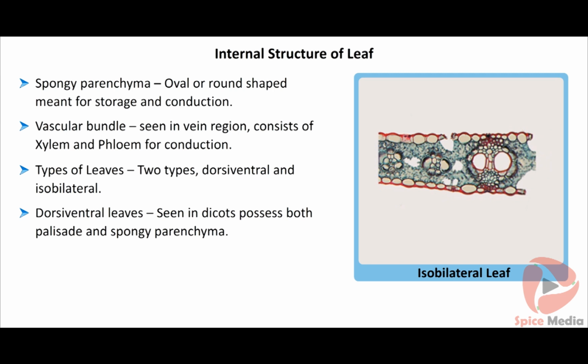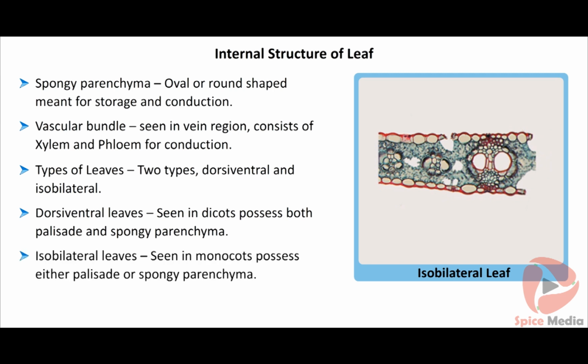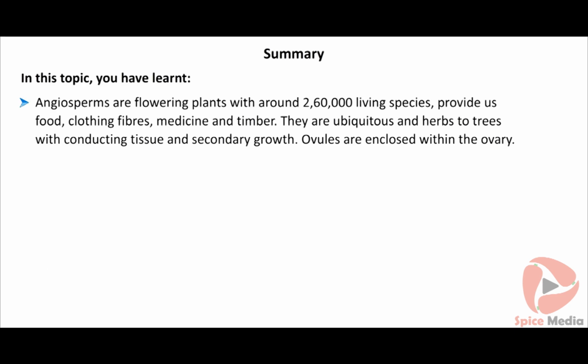Veins of the leaf are filled with vascular bundles. Vascular bundle consists of xylem for conducting water and phloem for translocating food. There are two types of leaves, namely isobilateral and dorsiventrally flattened leaves. Dorsiventral leaves possess both palisade and spongy parenchyma, which is common in dicot. Isobilateral leaves possess either spongy or palisade parenchyma, which is common in monocot leaves.